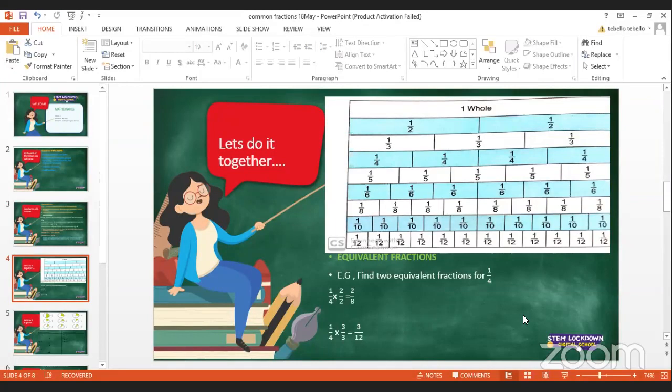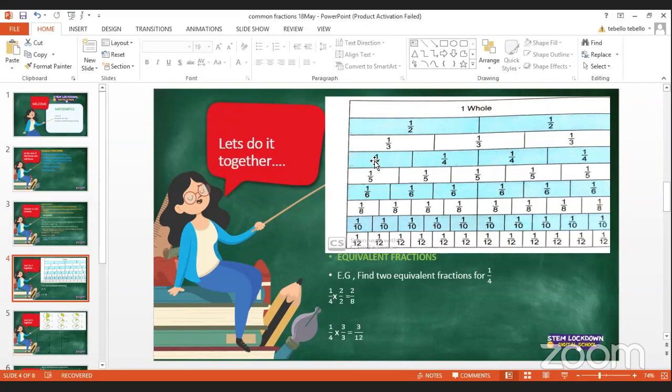So for example, let's use this table right here. We'll use this 1 over 2. So 1 over 2 is the same as 2 over 4.